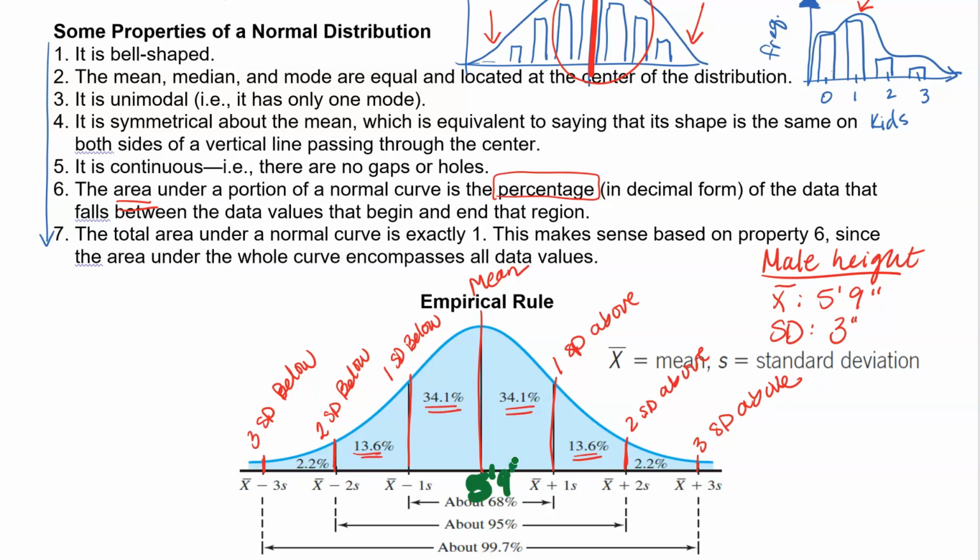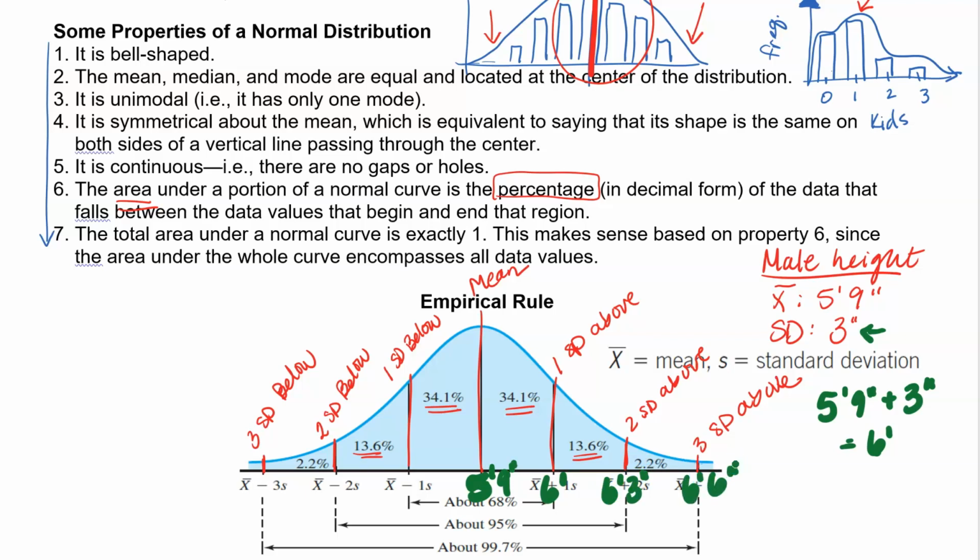Now to get one standard deviation above, all I have to do is add 3 because that's the standard deviation. So 5 foot 9 inches plus 3 inches would be 5 foot 12 inches, or 6 feet tall. So 6 feet is going to go here. If I add another 3 inches, it's going to be 6 feet 3 inches. If I add another 3, it's 6 foot 6 inches.